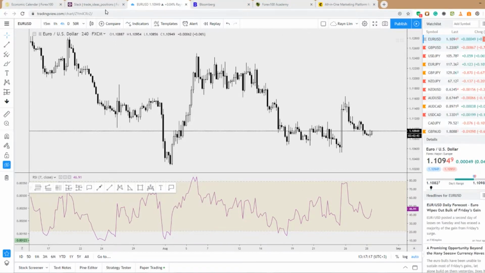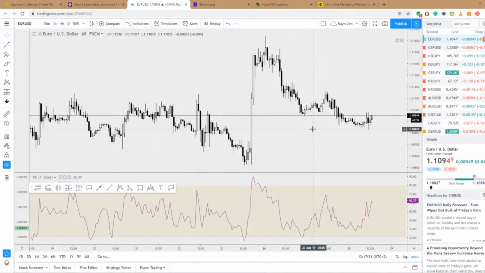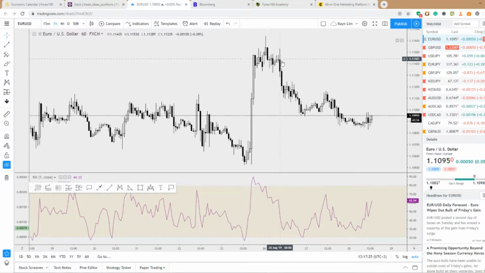Okay, to the 1 hour chart. On the 1 hour chart, you can see a very strong spike upwards. Then you have this retracement downwards. So on the 1 hour chart, there may or may not be setups. Let's see how it goes.